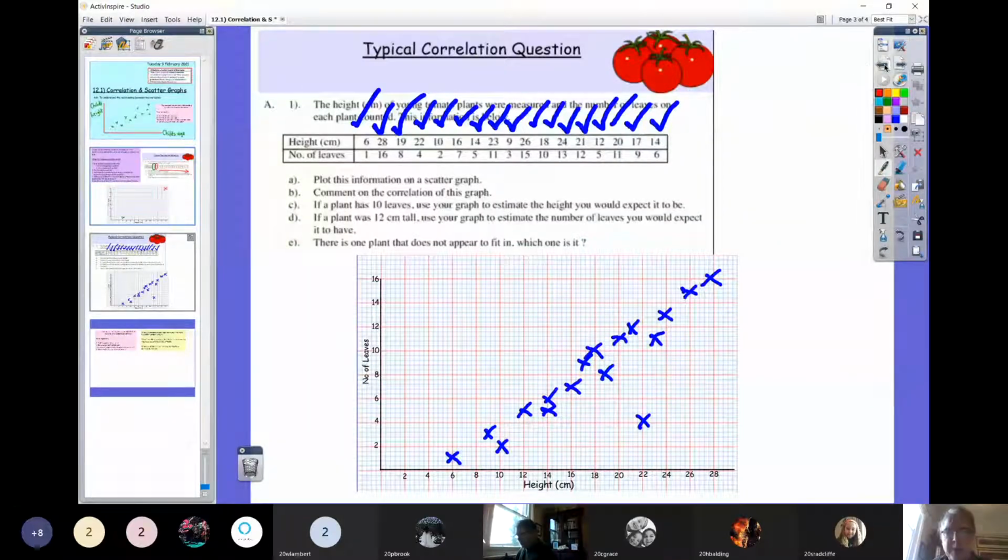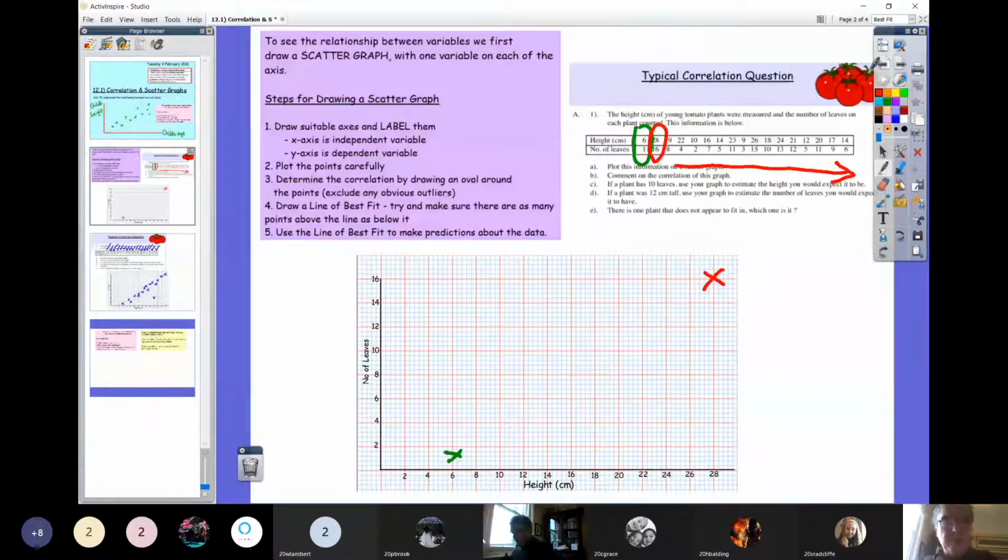Okay, but back to this slide. So what do we do? We draw suitable axes and label them. That's what I've done here. We've got height along the bottom and number of leaves along the top. Okay, we plot the points carefully. And when we've plotted them all, we just try and see the general trend.